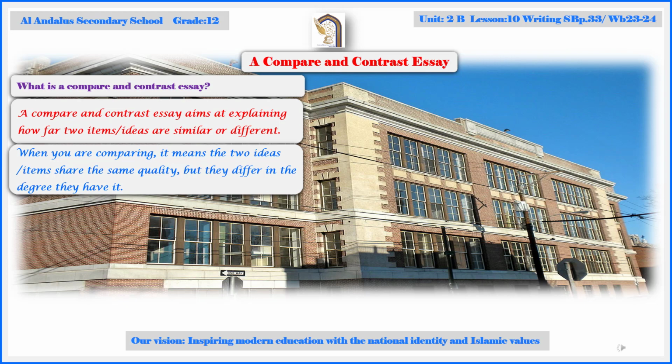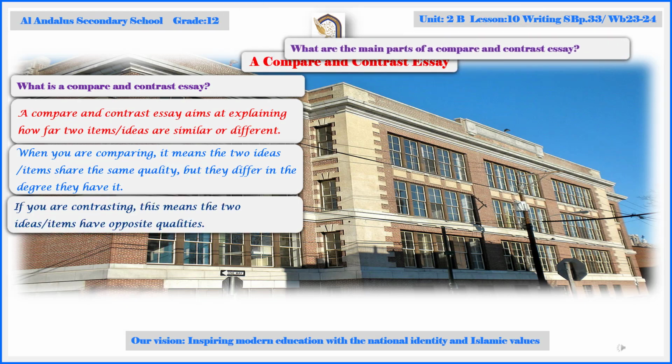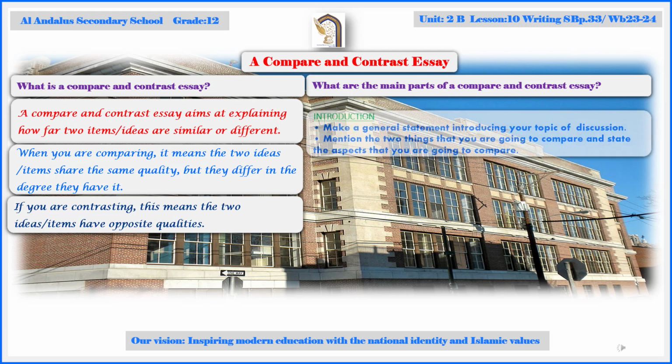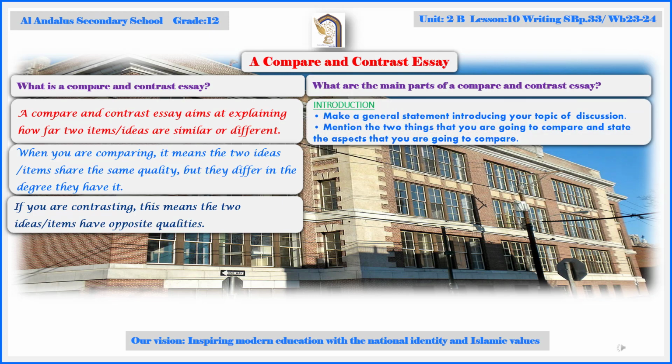When you are comparing, it means the two ideas or items share the same quality, but they differ in the degree they have it. However, when you are contrasting, this means the two ideas or items have opposite qualities. Now, moving on, what are the main parts of a compare and contrast essay? A compare and contrast essay has got three main parts: the introduction, the main body, and the conclusion. Let's start with the introduction.